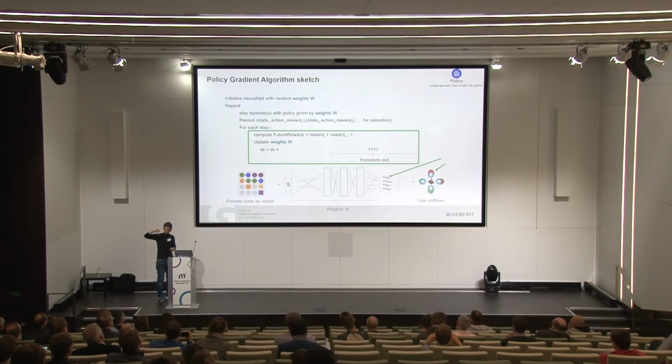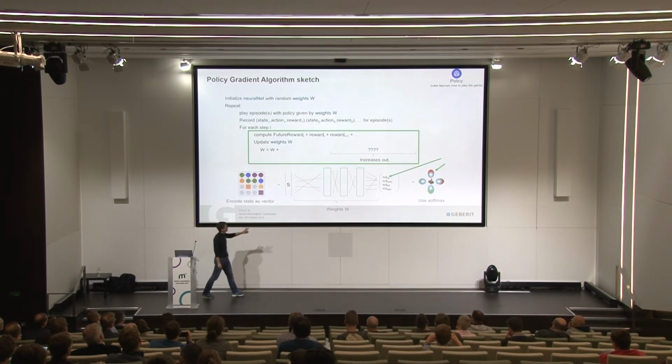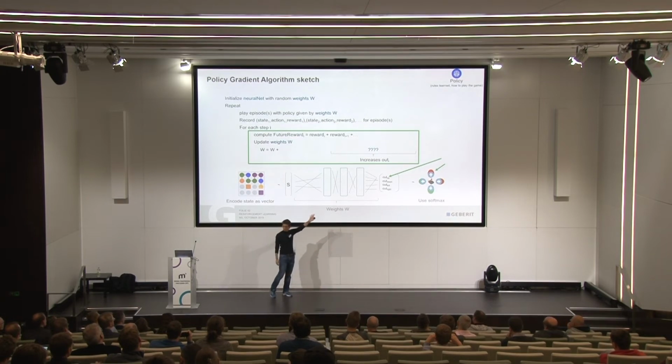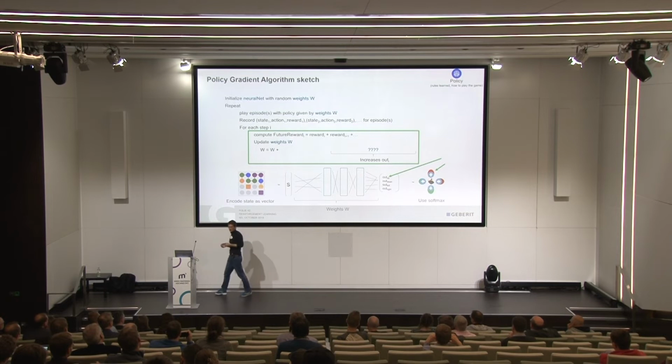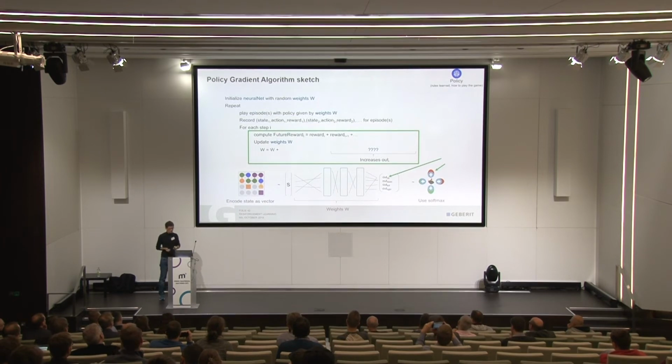If we want to increase the probability of the up action, it means we want to increase the out value for the up action. And in order to do that, we must find the right changes for the weights to increase this out value. But since we have a neural network, we can readily compute the gradient. And the gradient exactly yields us the weight changes we need. So all we have to do is take our current weights and add the gradient to it.